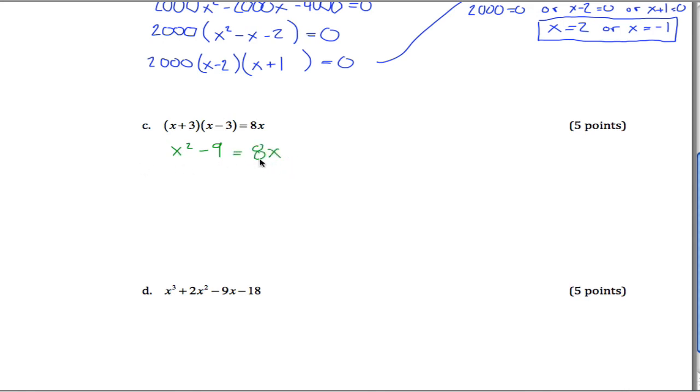And now what we have is an equation that we can set equal to 0 by subtracting 8x from both sides. And if the thing on the left will factor, since the leading coefficient is a 1, we'll just have an x here and an x here. And then what we need to do is find two numbers that multiply to negative 9 and add to negative 8. Negative 9 and positive 1 will work. So what this tells us is either x minus 9 equals 0 or x plus 1 equals 0.